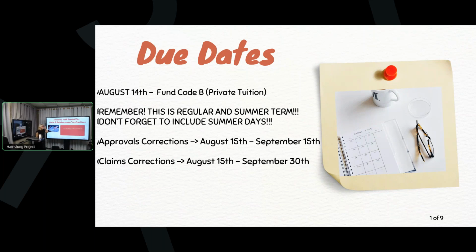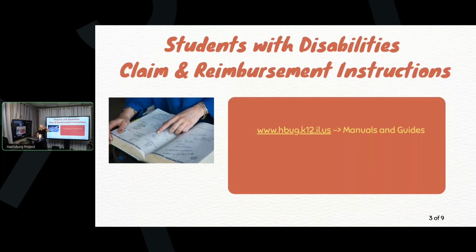As far as the manual goes, if you go to our website, right in the center of the screen is the manuals and guides section. That's where you're going to find the claim instructions. You'll see the approval instructions for student, the approval instructions for personnel, and then the claim instructions for students. So that describes the steps. It shows you all the calculations for the reimbursement. It is basically the rules and how we determine what iStar Plus needs to do.